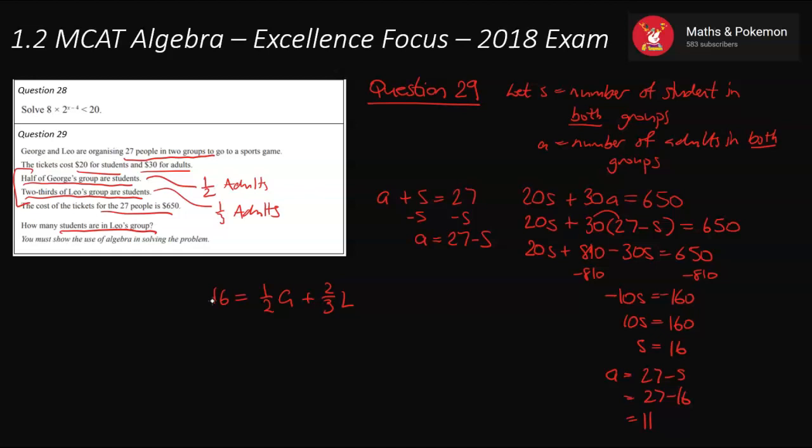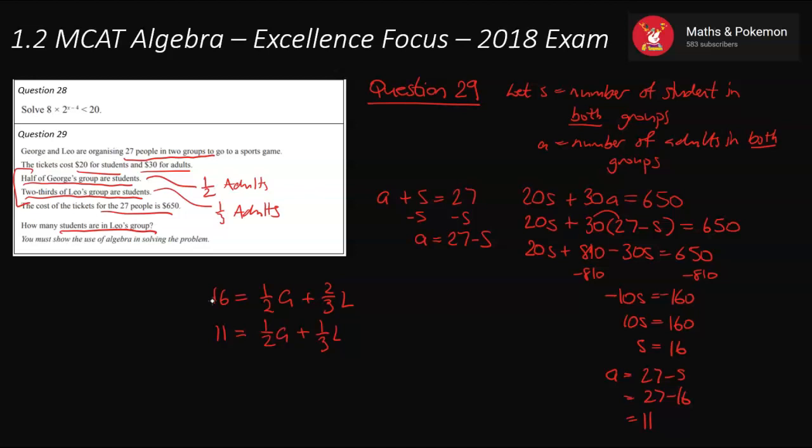I then need to do the same for adults. So 11, the number of adults, will be equal to, and we've got them up here, 1/2 of George's group plus 1, or the other 1/3 of Leo's group. And we've got another simultaneous equation to solve.